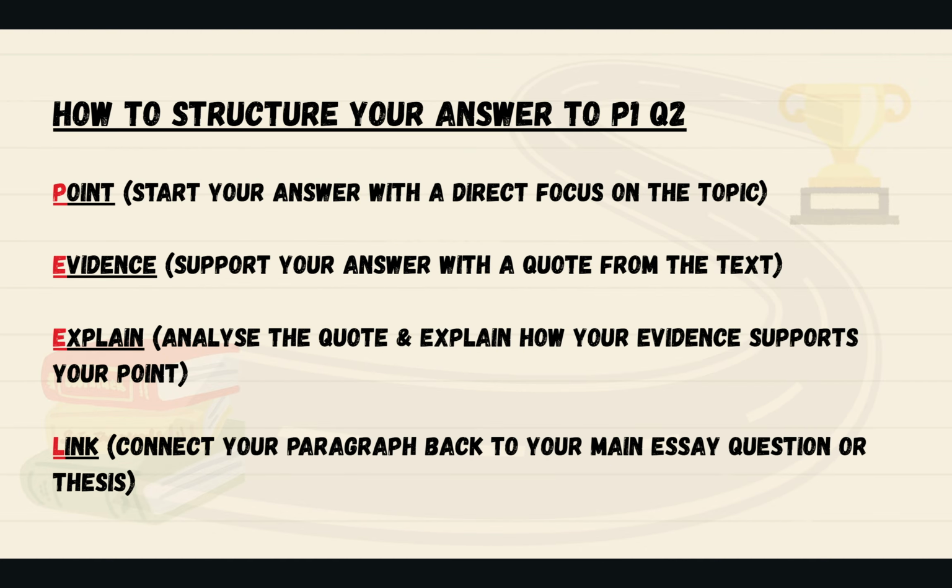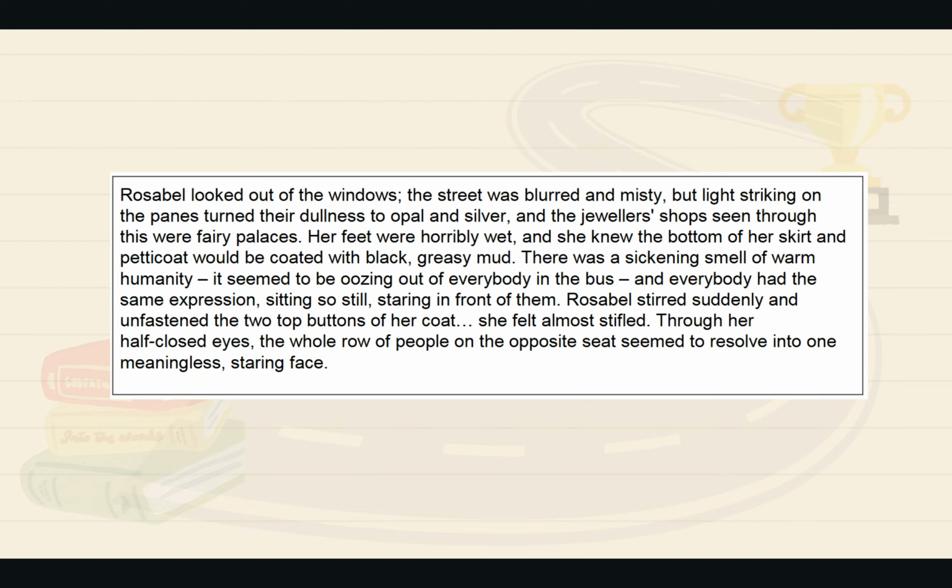So this is how I would structure my answer to paper 1 question 2. When you are doing 2 or 3 paragraphs, you have to follow this structure. It's called a PEAL structure. The P stands for point, and you start your answer with a direct focus on the topic. E stands for evidence, where you support your answer with a quote from the text. The second E stands for explain, where we're going to analyse the quote and explain how our evidence supports our point. The last L is for link, where we connect our paragraph back to the main essay question or the thesis.